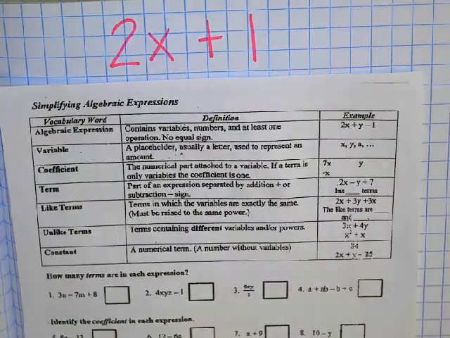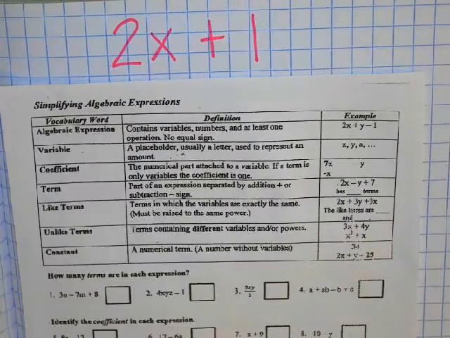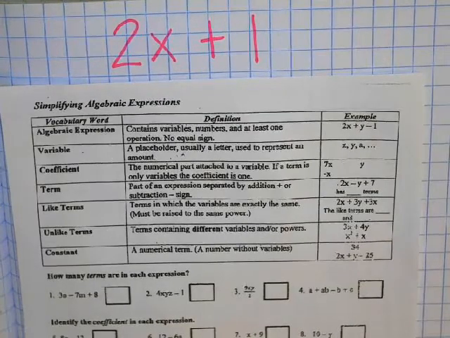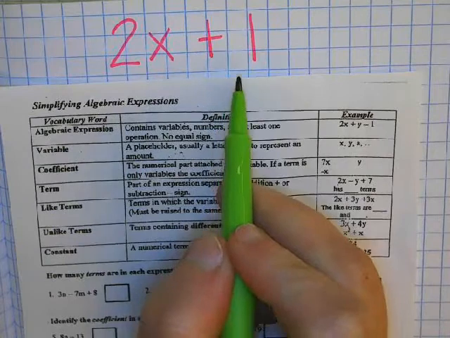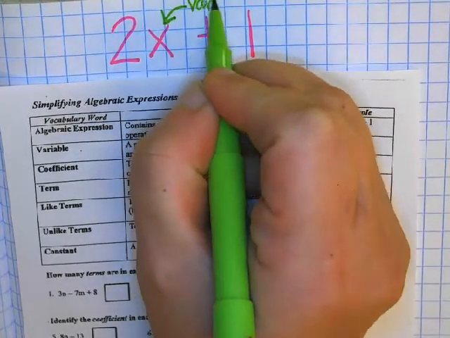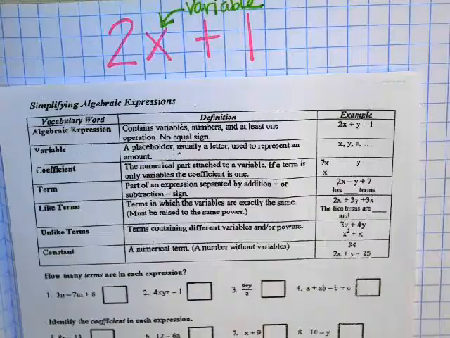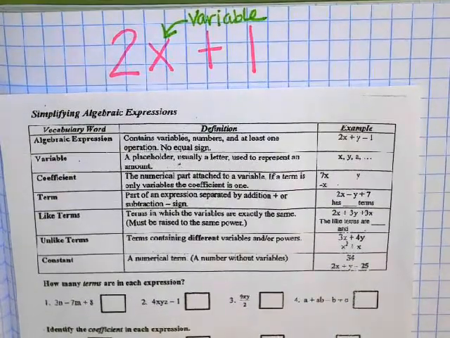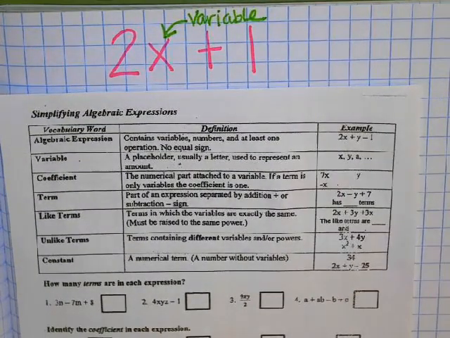Okay. Our next definition is a variable. A variable is a placeholder, usually a letter, used to represent an amount. So in our expression up here, let's label our variable. Variable. All right, let's keep going.